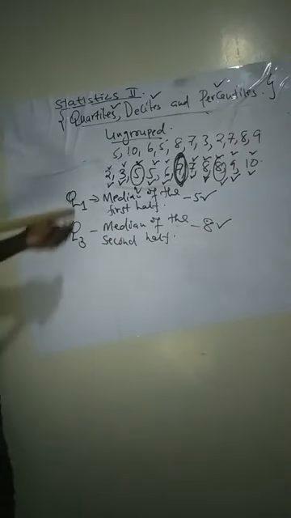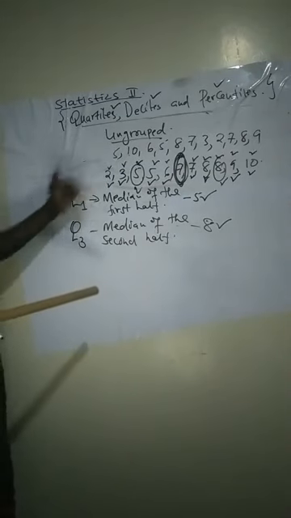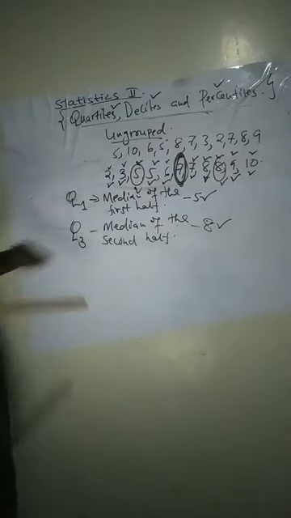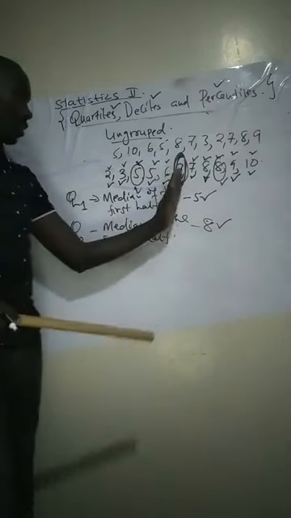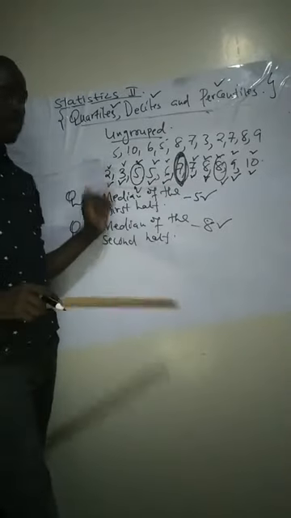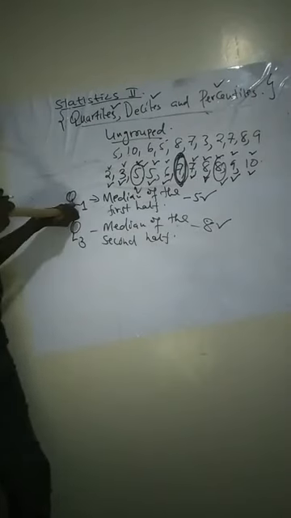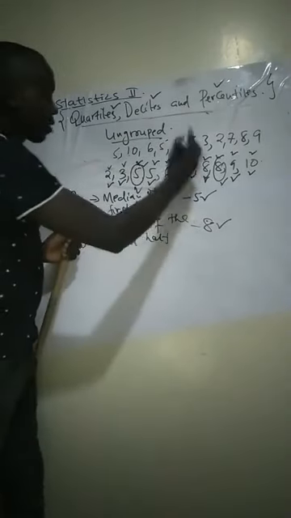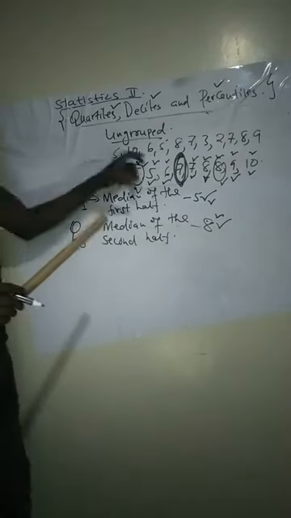If I give you ungrouped data, that is how I expect you to find the lower quartile and the upper quartile. I repeat, step number 1, find the median of the set of data. That will help us divide the data into two equal parts. After dividing into two equal parts, find the median of the first half. That gives us Q1. Find the median of the second half. That gives us Q3. And that way you have the solution for the two.